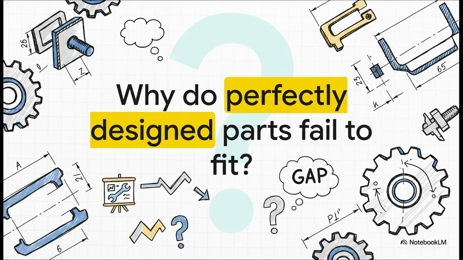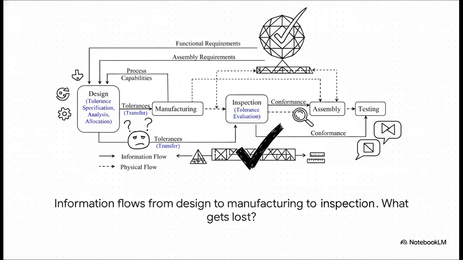Well, the answer is usually hiding in this sneaky layer of ambiguity, this gap between what the designer meant and what the manufacturer thought they meant. Take a look at this flow. Information gets passed along from design to manufacturing and then over to inspection. It's almost like a game of telephone, right? At every single handoff, there's a real chance for misinterpretation. A simple note that just says, make this surface flat. Well, how flat is flat? My version of flat might be totally different from yours.